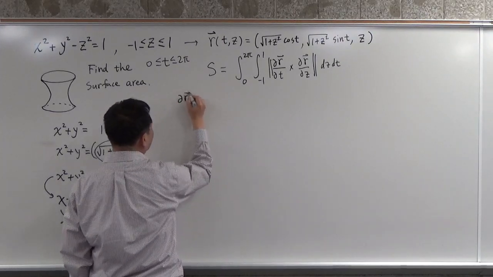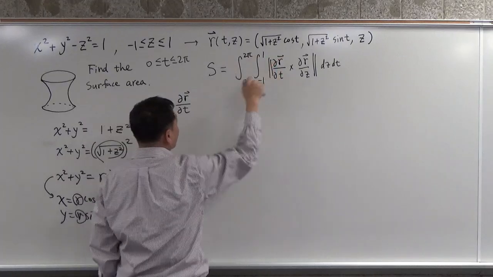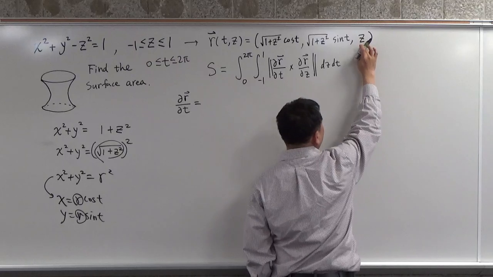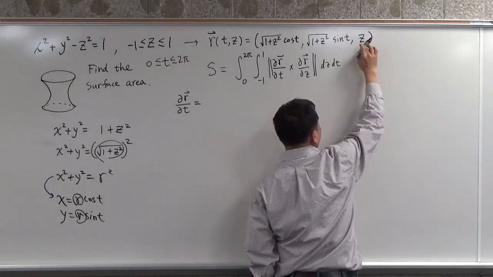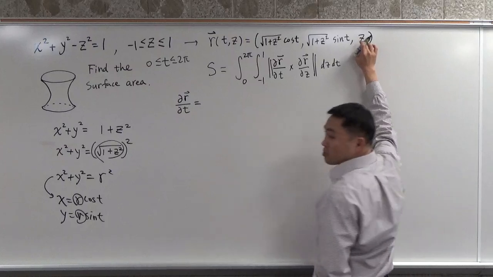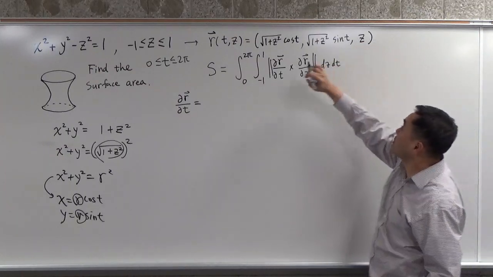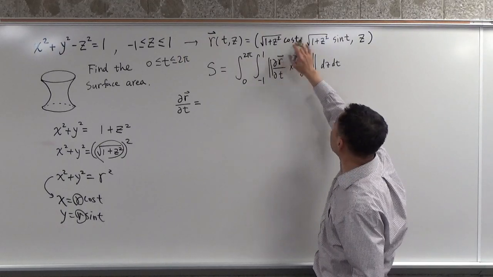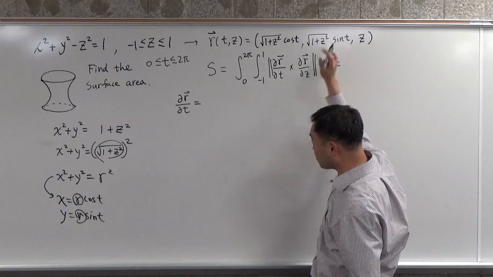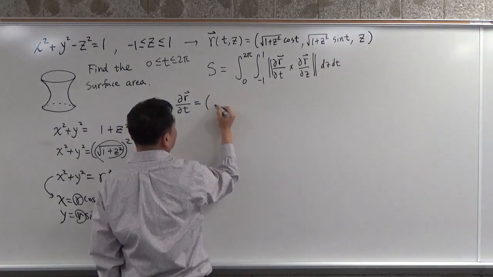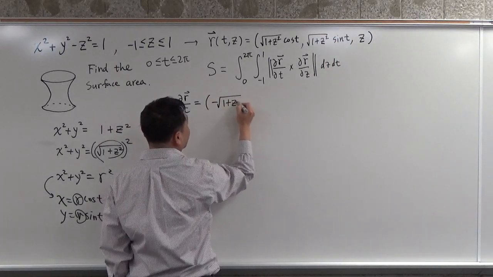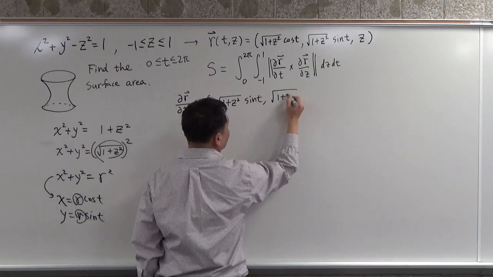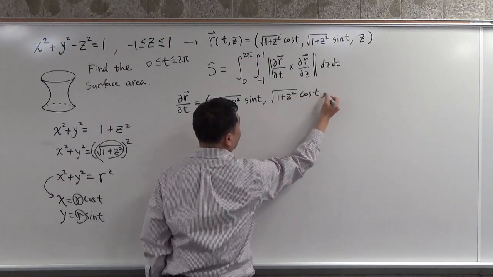First, the derivative of this thing with respect to t: well, z doesn't have any t there, so it's going to be considered a constant when you do the partial derivative. So that part is going to give you 0. The only thing that gets really differentiated is: cosine t differentiates to negative sine, sine t differentiates to positive cosine, so you get negative square root of 1 plus z squared sine t, square root of 1 plus z squared cosine t, comma 0.